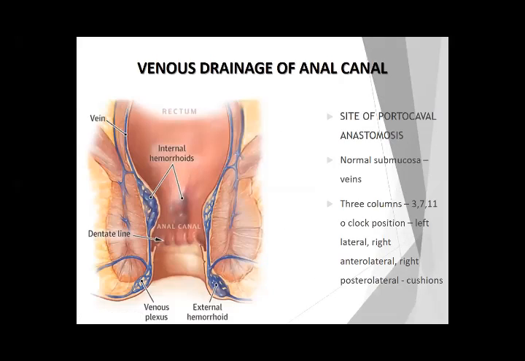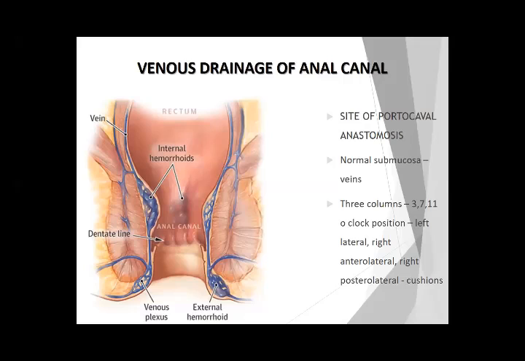So, just to discuss this thing. Above the pectinate line, venous drainage goes into the superior rectal vein, and through the superior rectal vein into the portal system. Below the pectinate line, the venous drainage goes into the inferior rectal vein, and through the inferior rectal vein, it goes into the internal iliac and then into the inferior vena cava. So the anal canal becomes a site of portal-caval anastomosis. Superior part draining into the portal vein, inferior part draining into the inferior vena cava via the internal iliac.